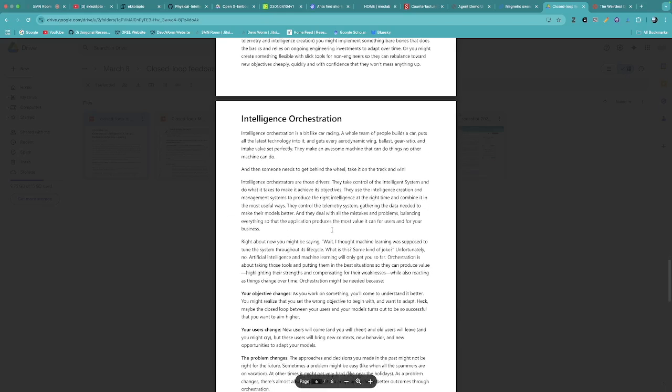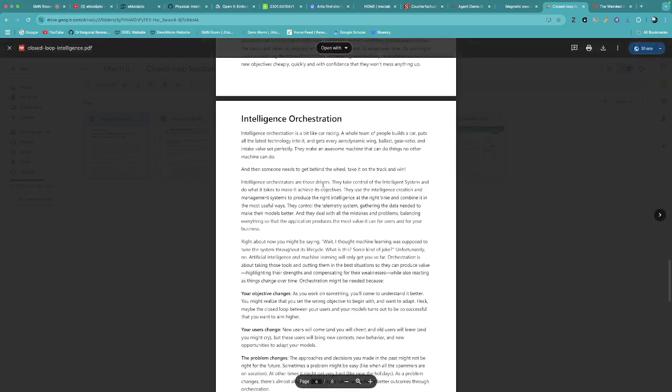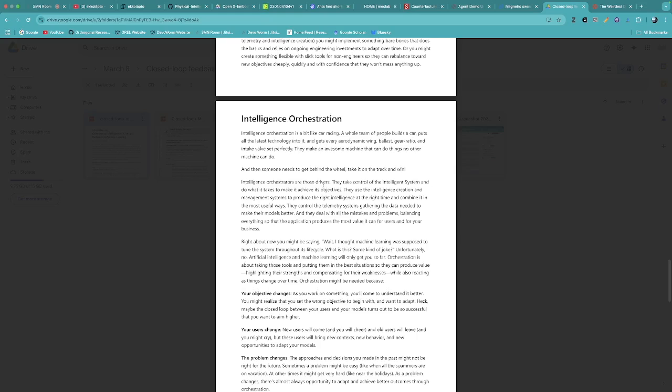And then this is a section on intelligence orchestration, which is kind of leveraging both users and machine intelligence. Intelligence orchestration is a bit like car racing. A whole team of people builds a car, puts all the latest technology into it. Every aerodynamic wing, ballast, gear ratio, and intake valve set perfectly. They make an awesome machine that can do things no other machine can do. And then someone needs to get behind the wheel, take it on the track, and win. And then intelligence orchestrators are those drivers. They take control of the intelligence system and do what it takes to make the machine achieve its objectives.